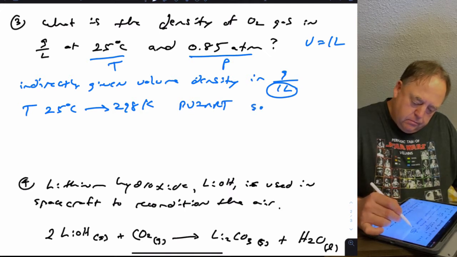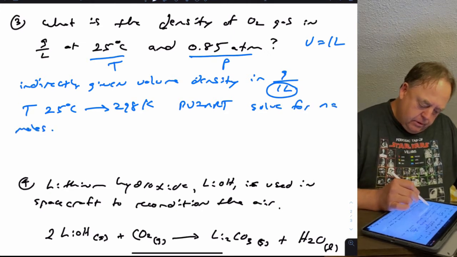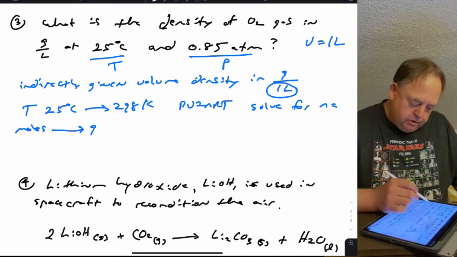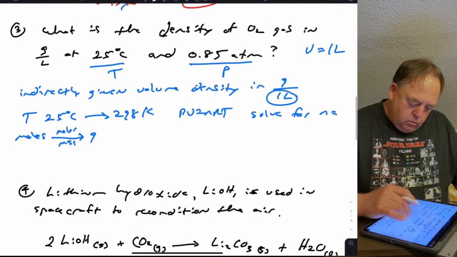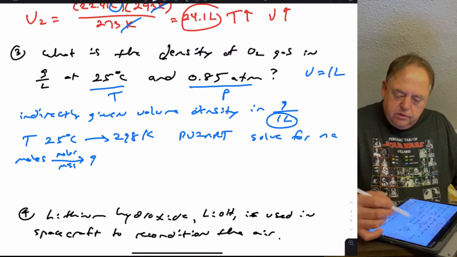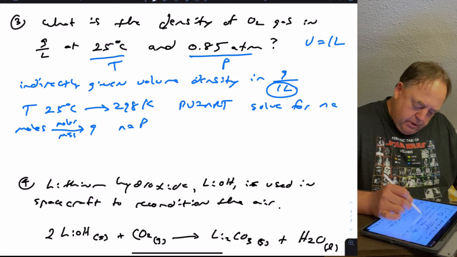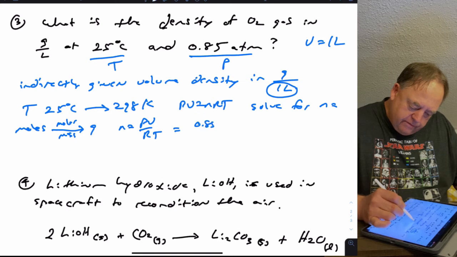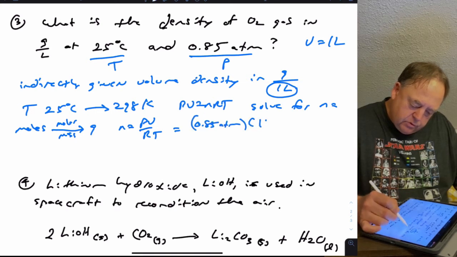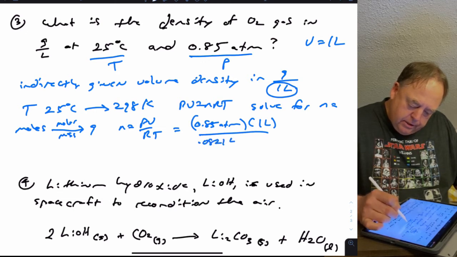So let's solve for n. n is moles, because if you solve for moles, then you can convert to grams, right? Using molar mass. And then once you have grams, you can divide it by the volume to get the density in grams per liter. So n is equal to PV over RT. So 0.85 atmosphere times 1 liter over R's 0.0821 liters atmosphere per mole Kelvin.